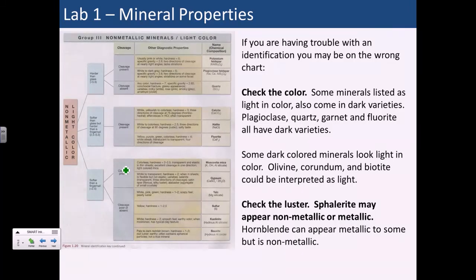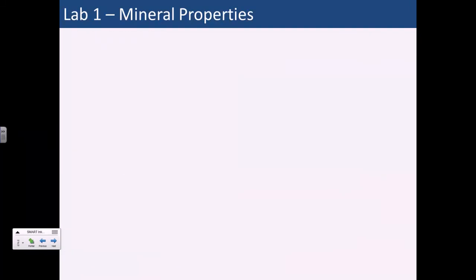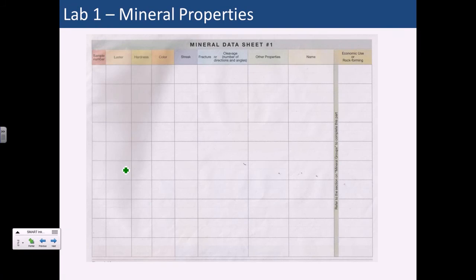And we have one more chart for light colored minerals. Okay, you're going to fill in something that looks like this, your data sheet. So for each of these, luster, hardness, color, streak, those are all properties that you know of. Cleavage, you want to give the number and the direction and the angle, so be as precise as possible. And then you'll have other properties. Other properties could be reactivity, magnetism, smell, the flexibility of the mineral. Okay, all of those are other properties.